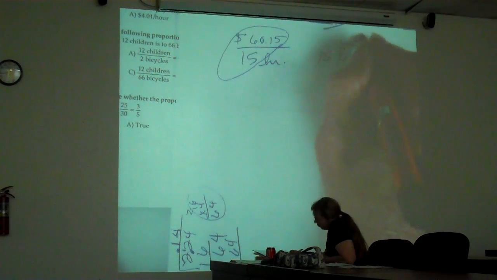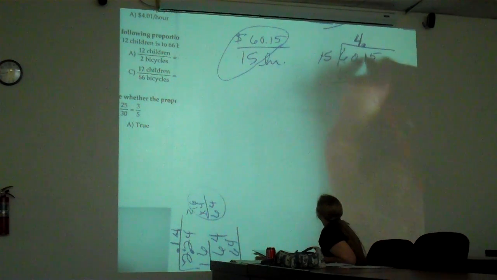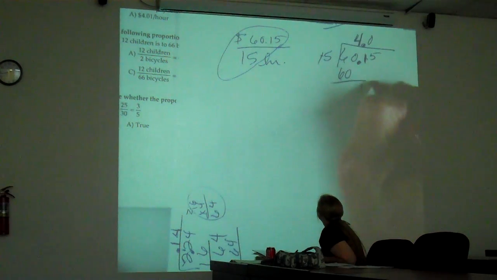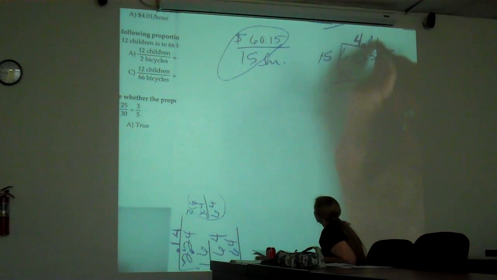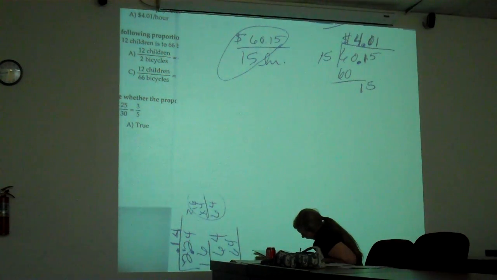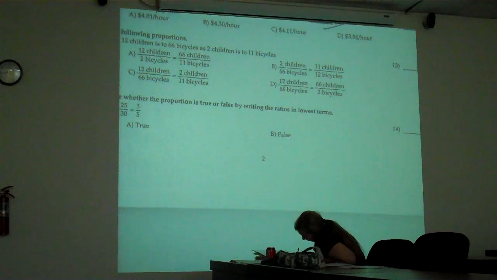He wasn't making much, was he? 4 times 15 is 60. Okay, into 1? 0. Into 15 is 1. So he was making $4.01 an hour. I think they should update this, because he's getting ripped off. Unless he's just working for cash and he's a little kid, maybe.